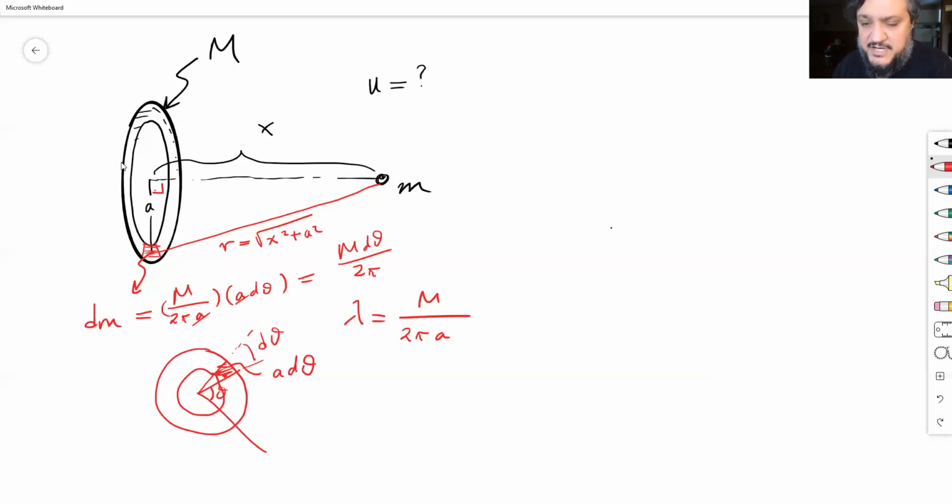You can always check this. How? You can integrate that. The integral of dm should give you M, right? So the integral will be over theta, and theta goes from 0 to 2 pi. M d theta over 2 pi gives you M. So it checks. Take this dm and now write the du that corresponds to it.